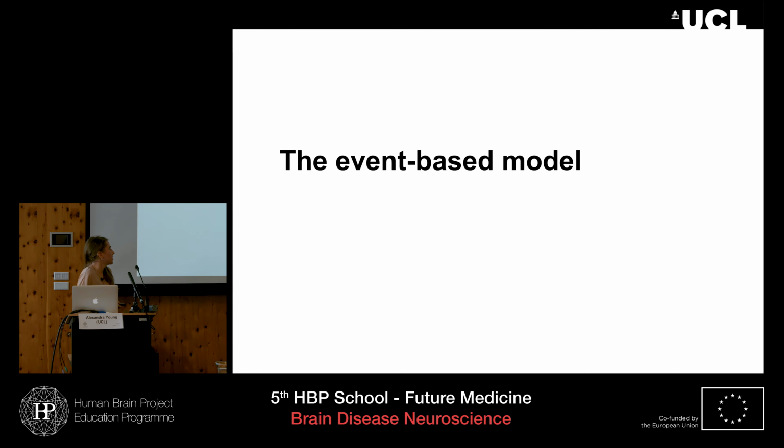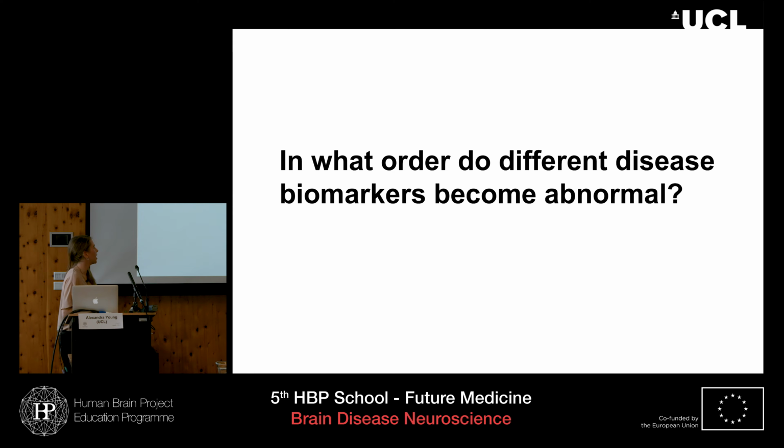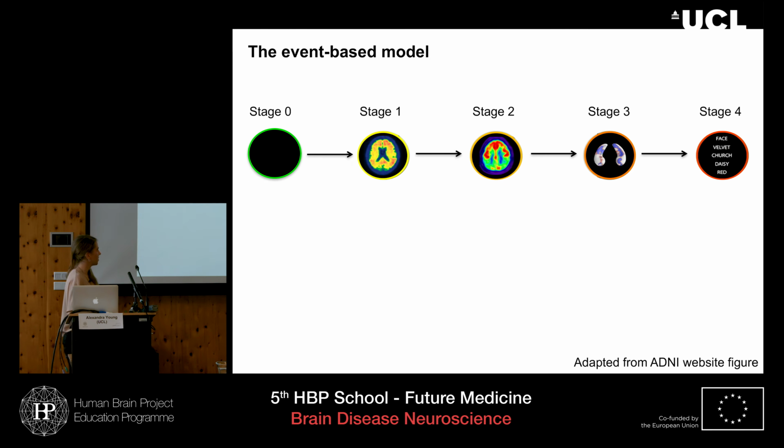So first I'm going to talk about the simplest discrete model, which is the event-based model. The event-based model asks the question, in what order do different disease biomarkers become abnormal? So it describes disease progression as a series of events, where each event corresponds to a new biomarker becoming abnormal. And this also derives a natural patient staging system where at each stage, the biomarkers up to that stage have occurred. So at stage 1, amyloid PET has become abnormal, and at stage 2, FDG PET and amyloid PET have become abnormal, for example.